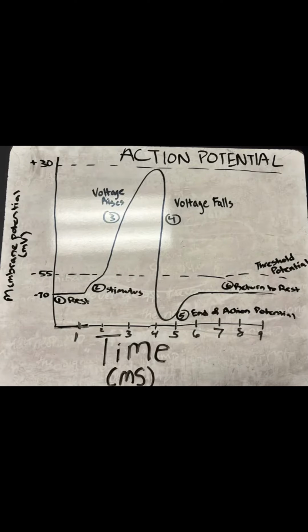In unmyelinated axons, the propagation is referred to as continuous conduction, where sodium ions rush into the cell slowly through voltage-gated Na+ channels. Resting potential of negative 70 millivolts.